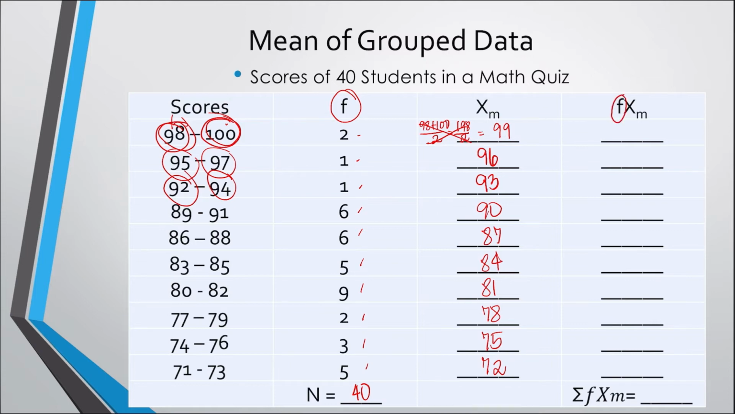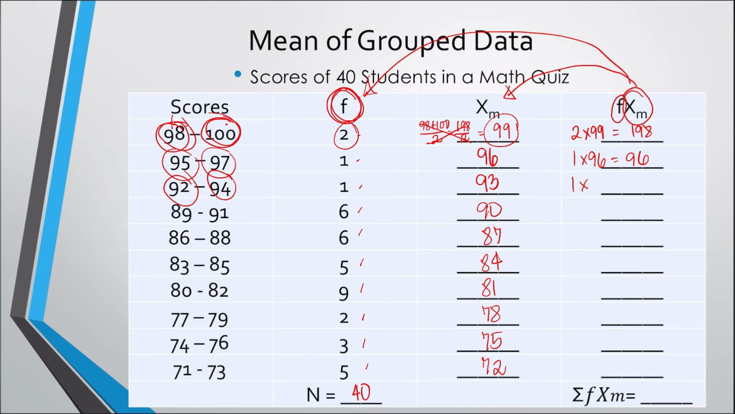So, itong f, ito yung f, at x sub m, ito yon. So, i-multiply lang natin sila. So, 2 times 99 is equal to 198. 1 times 96 is equal to 96. 1 times 93 is equal to 93.